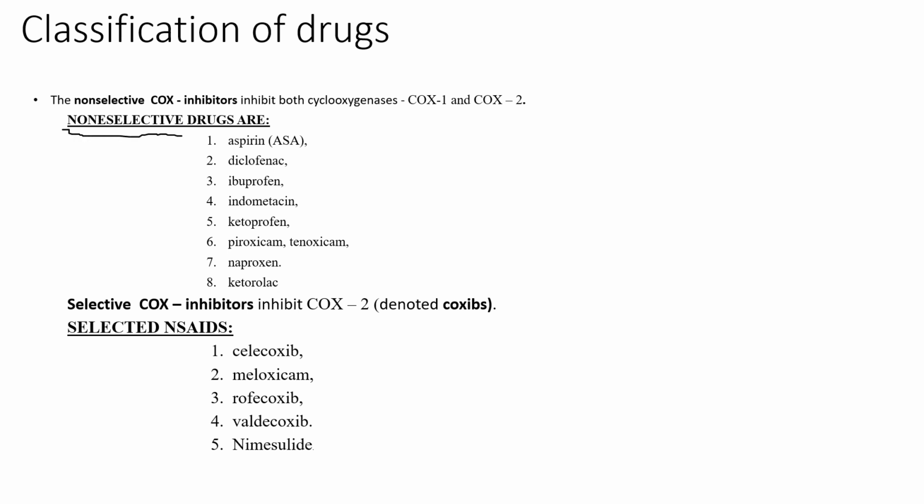Non-selective drugs, which inhibit both COX-1 and COX-2 enzymes. These are aspirin, diclofenac, ibuprofen, indomethacin, ketoprofen, piroxicam or phenoxicam, naproxen, and ketorolac. So you need to remember all these drugs. And the selective COX inhibitors are denoted by the coxibs, like celecoxib, meloxicam, rofecoxib, valdecoxib, and nimesulide.